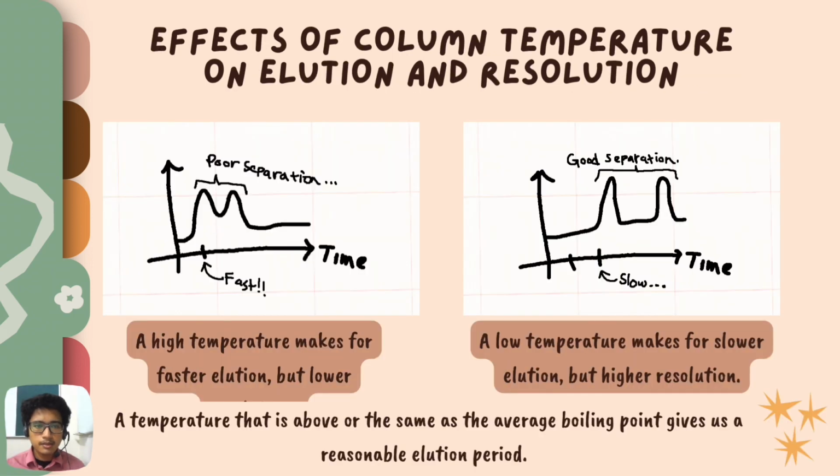Besides that, the column temperature also has an effect on elution and resolution. If the column is at a high temperature, it makes for a faster rate of elution but gives a lower resolution. It produces peaks that are not very well separated. But if the column is at a lower temperature, the elution is much slower but the resolution is higher, meaning that the peaks are well separated. So in order to get the best of both, we must use a temperature that is above or the same as the average boiling point of the sample in order to get a reasonable elution period along with good resolution.